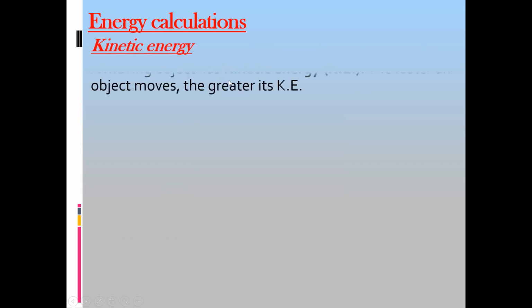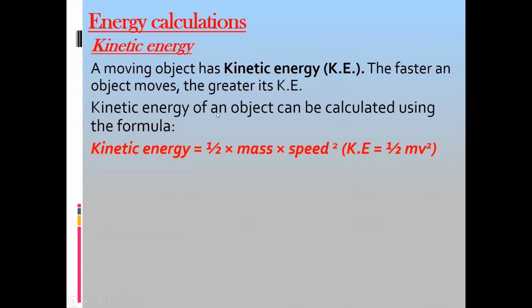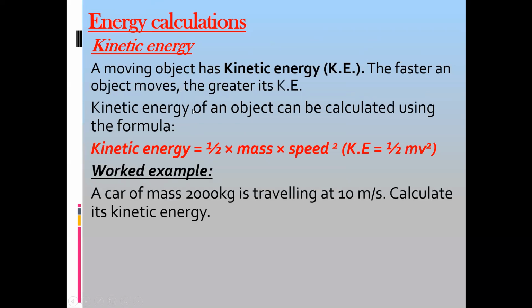Energy calculation: how can we calculate the energy? What is the formula to calculate the kinetic energy? Anything which is moving will have kinetic energy. So the formula of kinetic energy is half mv square, where m is the mass and v is the speed. So a word example: a car of mass 2000 kg traveling at a speed of 10 meters per second. Calculate the kinetic energy.